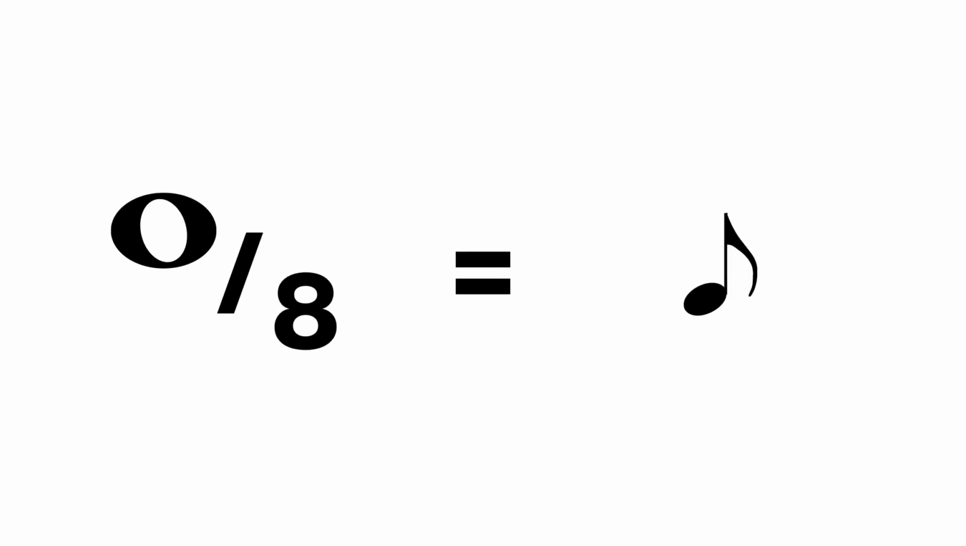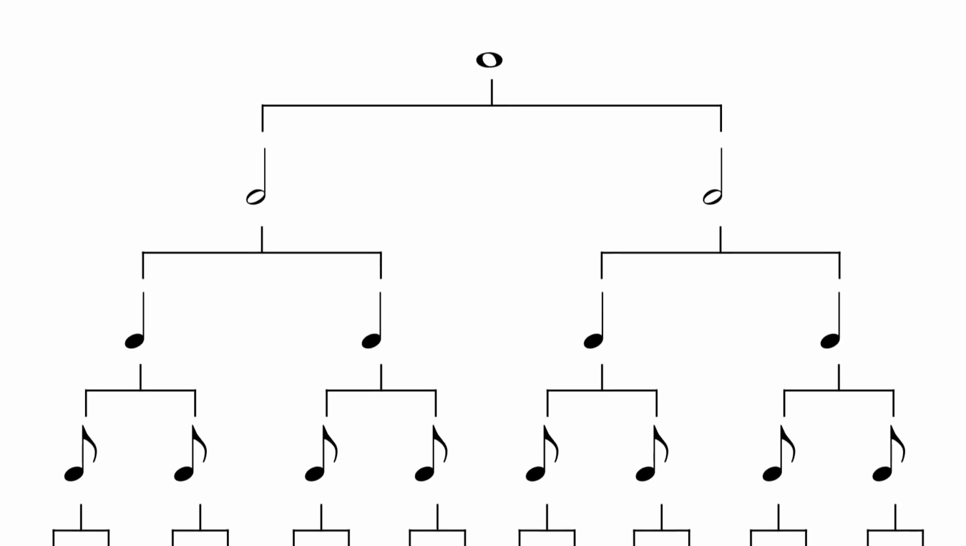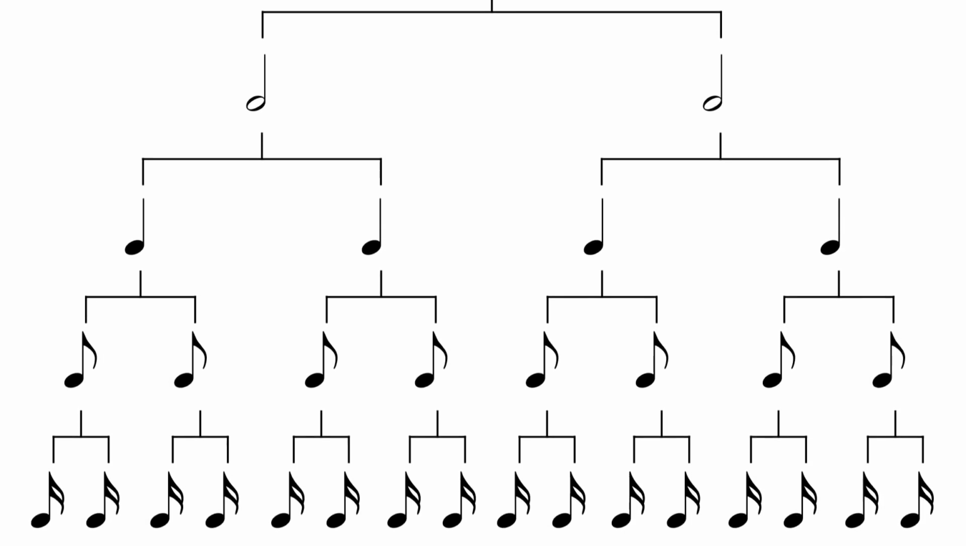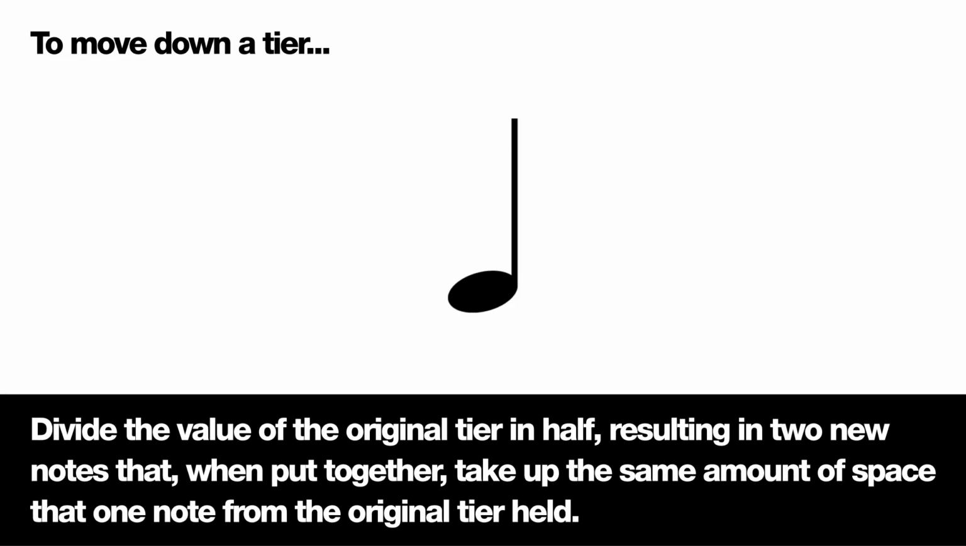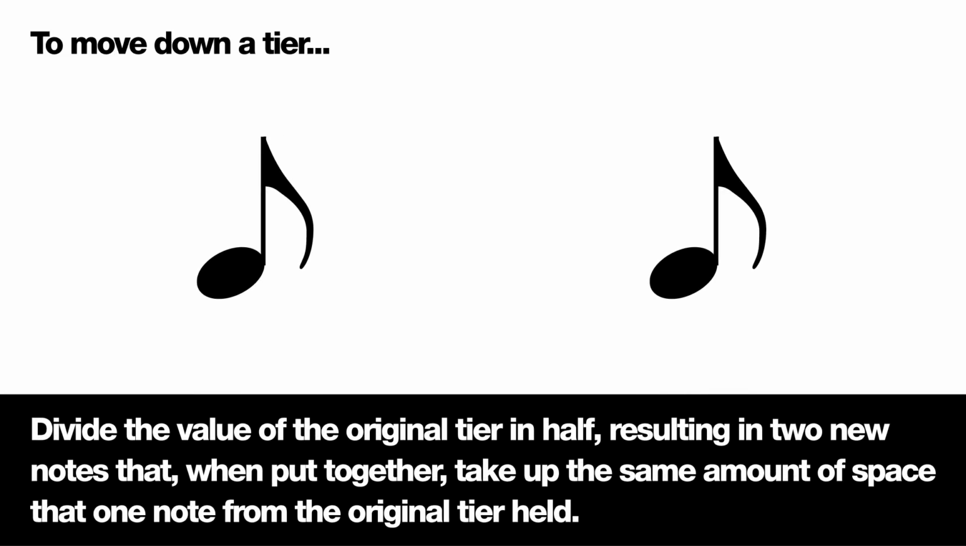The hierarchy works in this way all the way from whole notes to 16th notes and beyond, and the rules to travel through the tiers can be summed up like this. To travel down a tier, we are dividing the value of the original tier in half, resulting in 2 new notes that when put together take up the same amount of space that 1 note from the original tier held.